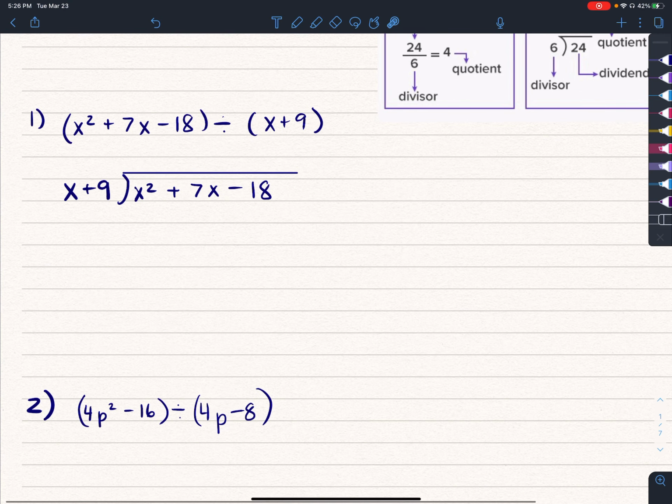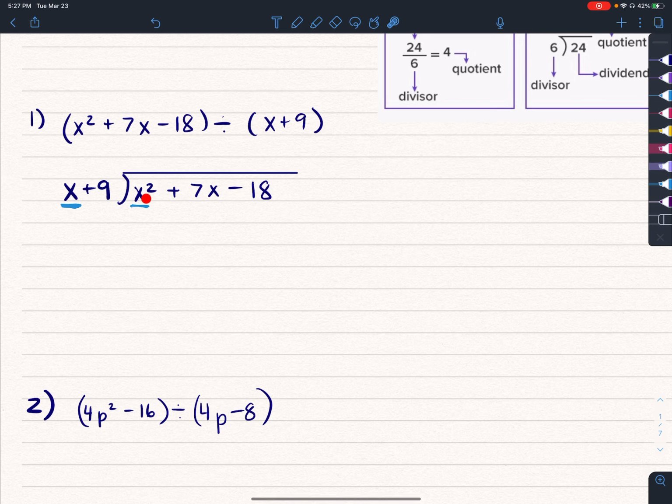And this is quite different than the other types of divisions that you've done up to now, since now we're dividing by a binomial. We have two components here. But the way that we do this is we really just need to focus on the first. So we're going to start by focusing on this first term here, and also this first term here. The question that we ask ourselves is, what do I need to multiply x by in order to get x squared?